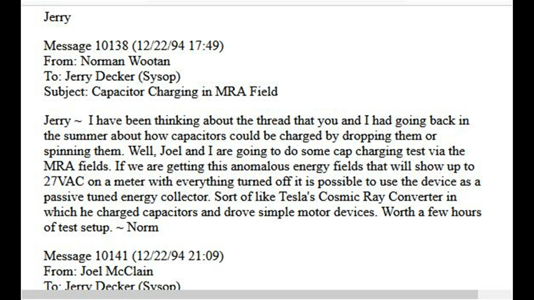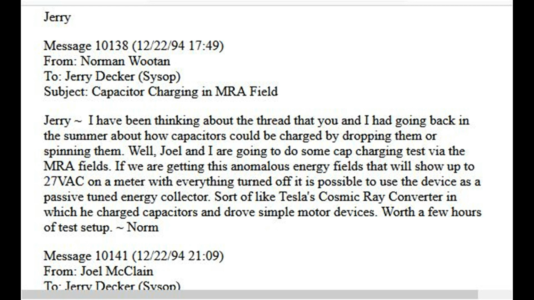Message 10138, December 22, 94, 1749. From Norman Wooten. To Jerry Decker, SysOp. Subject, capacitor charging in MRA field. Jerry. I have been thinking about the thread that you and I had going back in the summer about how capacitors could be charged by dropping them or spinning them.